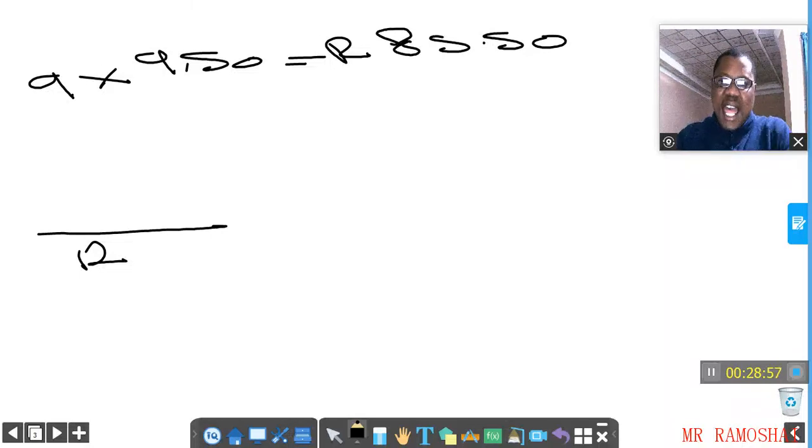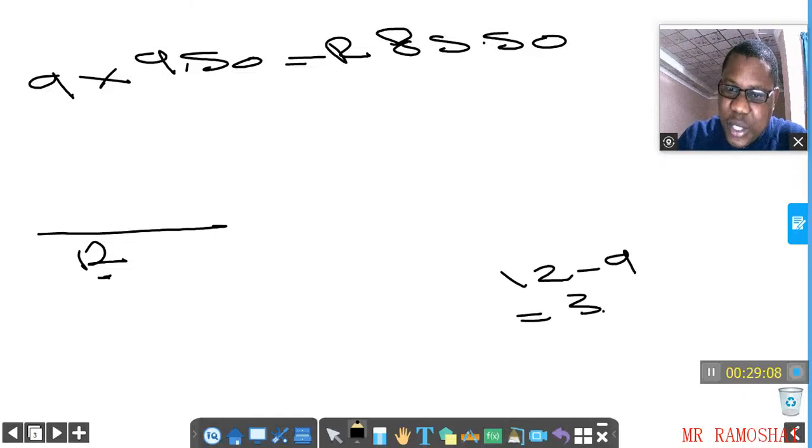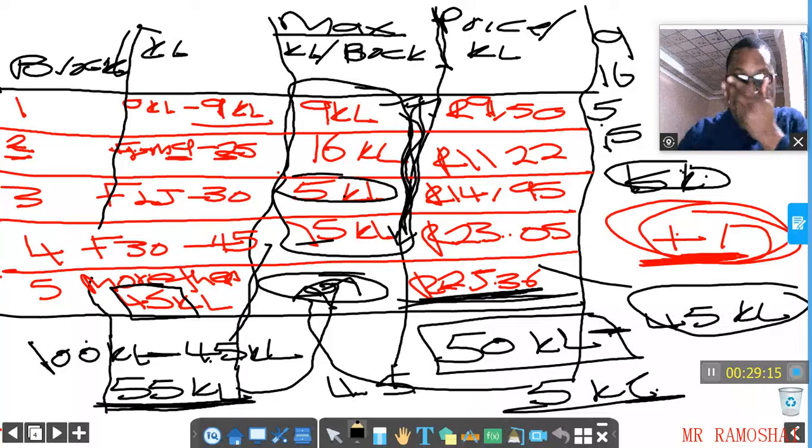Now we check how many kiloliters we are left with to reach 12. It's 12 minus 9, which equals 3. So we are left with 3 kiloliters. Where will we get these 3 kiloliters? We have calculated everything for 9 kiloliters, so we have consumed everything in block number 1. So where must we go? We must go to block number 2.